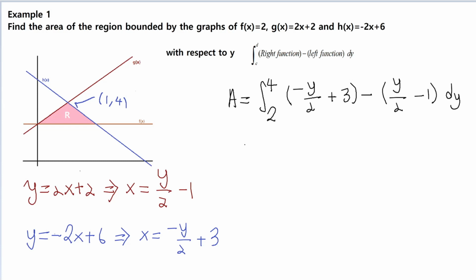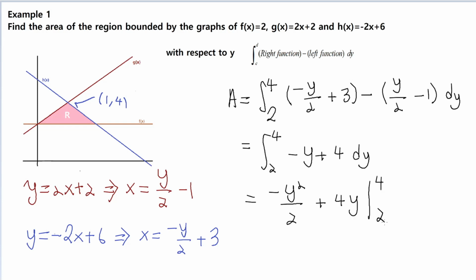Now if you simplify the integral, this will equal the integral from 2 to 4 of negative y plus 4 dy. The integral of negative y plus 4 is equal to negative y squared over 2 plus 4y from 4 to 2. Now if you substitute 4 into negative y squared over 2 plus 4y, you will get positive 8. And if you substitute 2 in, you will get 6. So the answer will be 2. So the area is equal to positive 2.